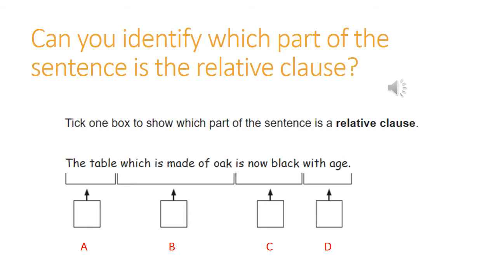How did you get on? The relative clause is which is made of oak. That's because the main clause is the table is now black with age, and that makes sense on its own. Which is made of oak is adding extra information but doesn't make sense on its own. Did you work out the relative pronoun? It is which.